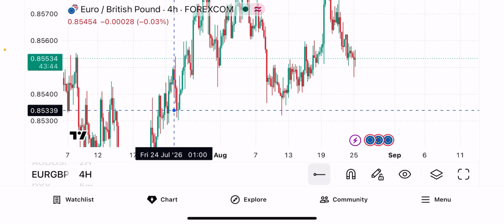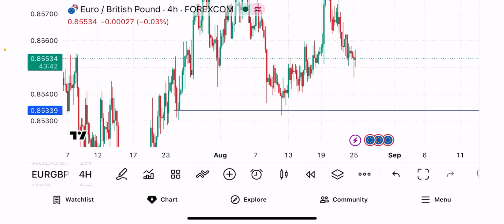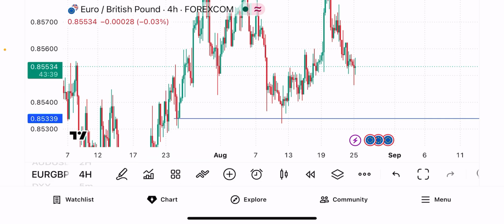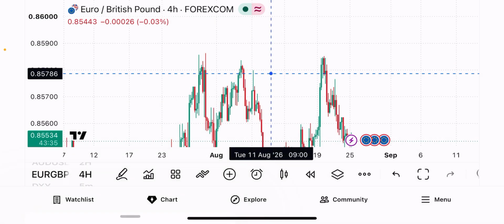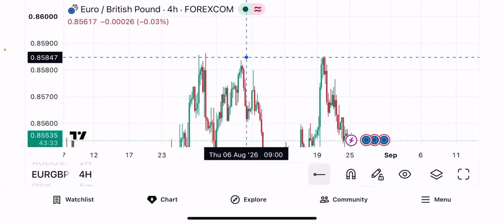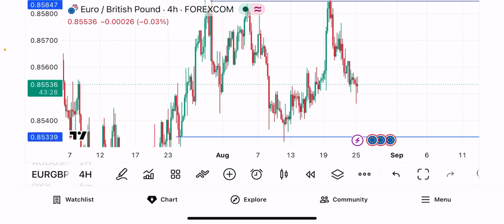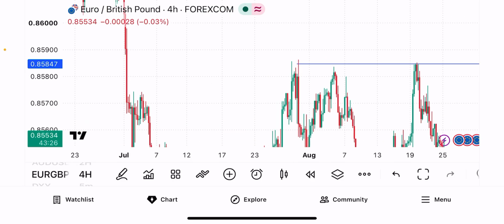Then you can see this rejection block here. After this rejection block, the market started buying from there. Then you can also see that at this point the market started selling.